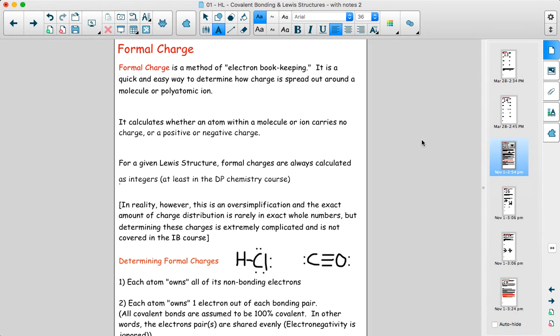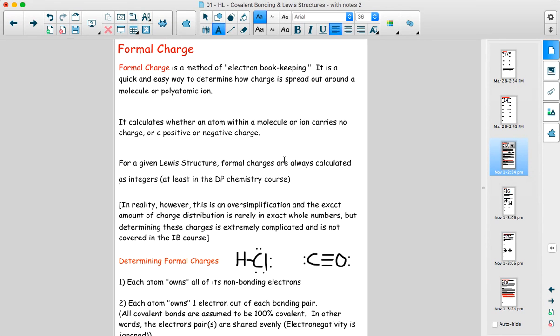So is the charge evenly spread out and all of the species have no charge on them? Or within an ion or even a molecule, do some of the atoms actually carry some sort of positive or negative charge based on the number of covalent bonds that they have? Whereas oxidation states was assuming that all things bonded ionically, and tried to assign ownership of electrons 100% to the different atoms within a species.